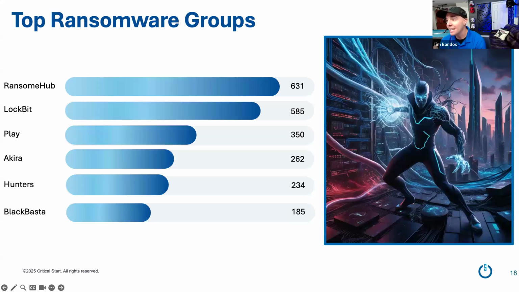So 631 unique carried out campaigns by RansomHub, LockBit 585, Play 350. These are all ransomware groups that were able to carry out their objectives successfully. And this is just through reportings that we're aware of. This doesn't even include numbers associated with companies that aren't reporting this. So we're talking about thousands and thousands of ransomware cases per year where these ransomware groups are ultimately being successful, which is very unfortunate. Next slide.